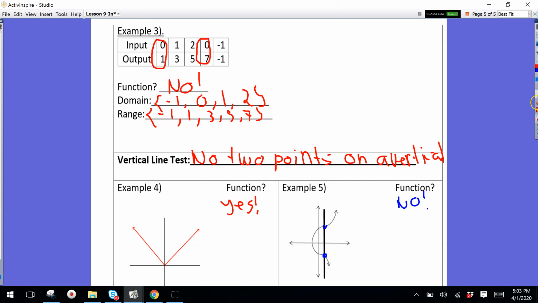Okay, so that is the end of this video, and I hope you found this useful for understanding what a function is and how to tell when a relation is a function.